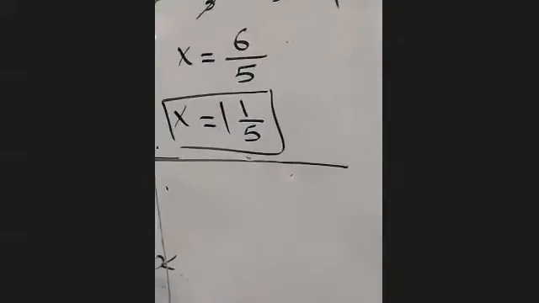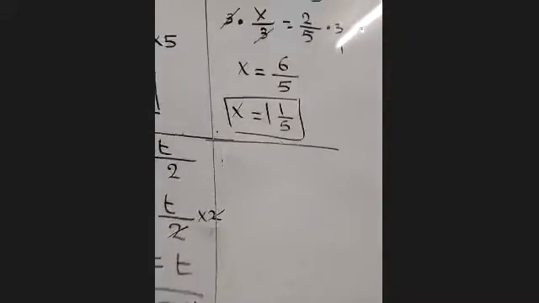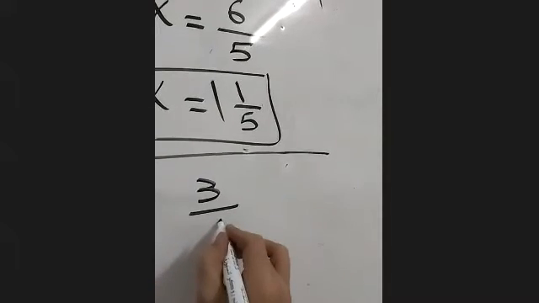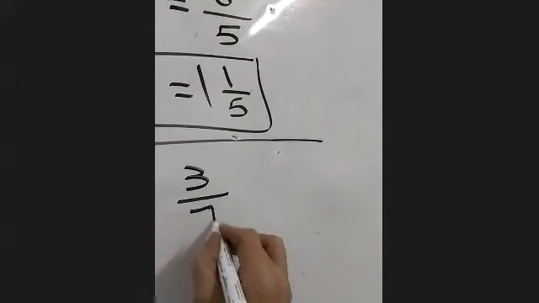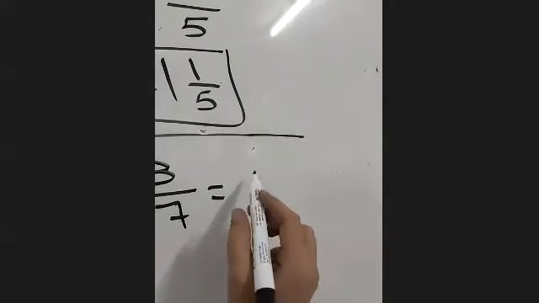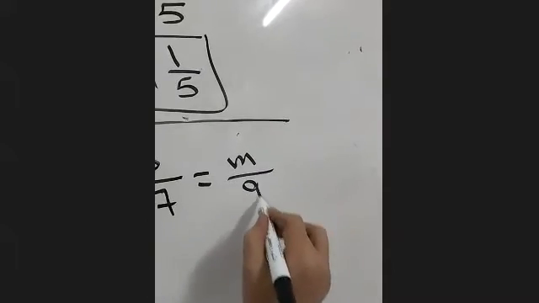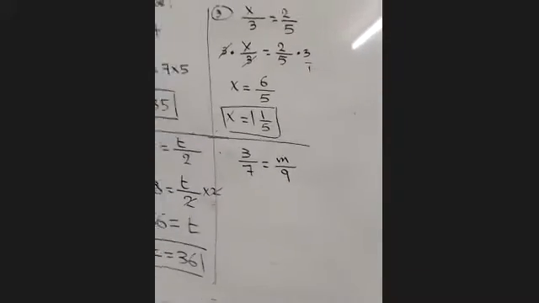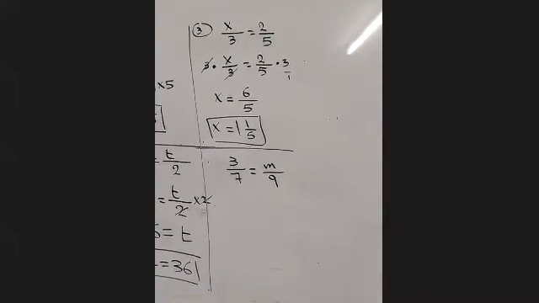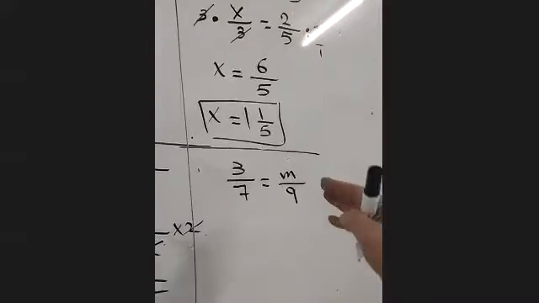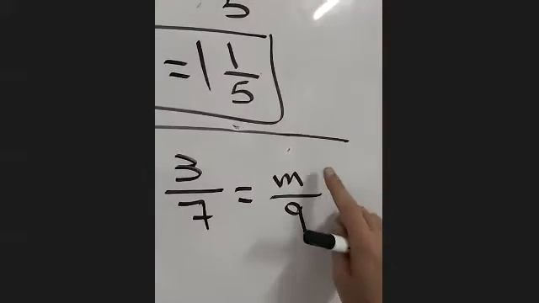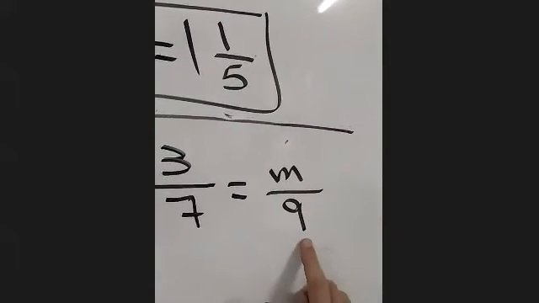Another example about this idea. For example, 3 over 7 equals m over 9. Now the m over 9 is the division part here for the variable. The divisor of the variable is 9.